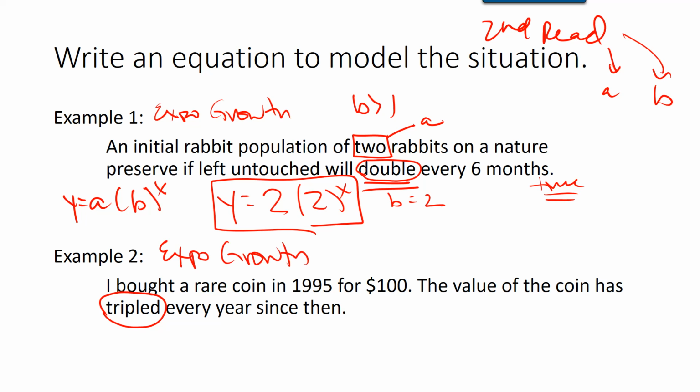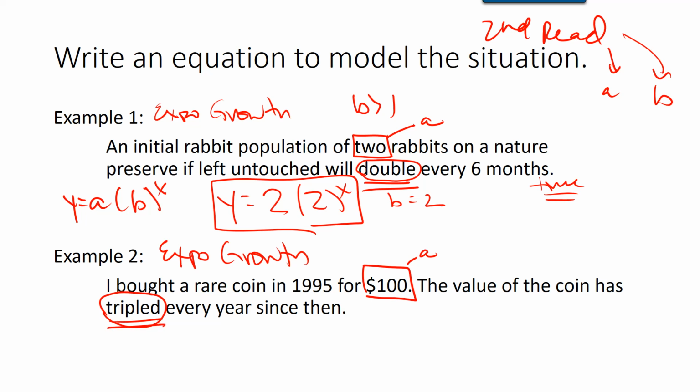Okay, now we have some other numbers in here, so let's make sure when we read through it the second time we pick the right ones for our problem. I bought a rare coin in 1995 for $100. Well, the 100 here is my A value. That's what I paid for this before it started tripling in value. That's my start value.